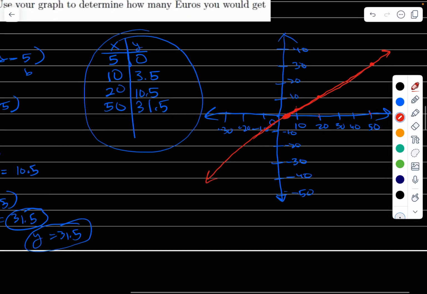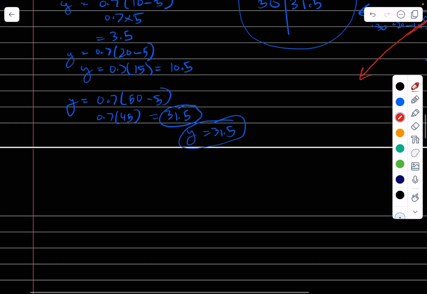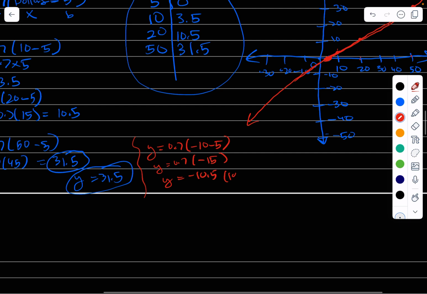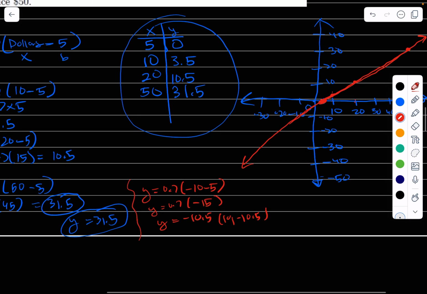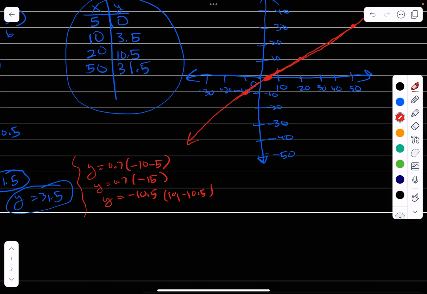You can find various different points, like here, negative 10, negative 10. We could plug it in and see if it's approximately correct. So y equals 0.7 times negative 10 minus 5. Negative 10 minus 5 is negative 15, and negative 15 times 0.7 is negative 10.5. So the ordered pair is negative 10, negative 10.5, which is pretty accurate because, as you can see, it falls right here on the line. So our graph is pretty accurate. Although a bit curved, it is a sketch, so we don't need to make it perfect.